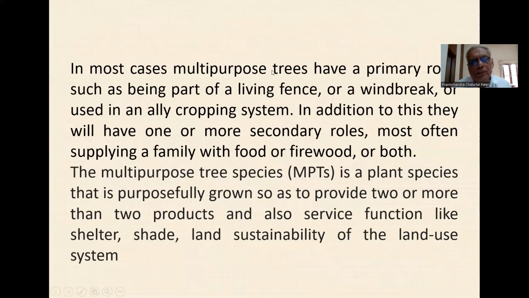In most cases, multipurpose trees have a primary role, such as being part of a living fence or a windbreak or use in a cropping system. In addition to this, they will have one or more secondary roles, most often supplying a family with food or firewood or both. The multipurpose tree species is a plant species that is purposefully grown so as to provide two or more products and also service functions like shelter, shade, and sustainability of the land use system.